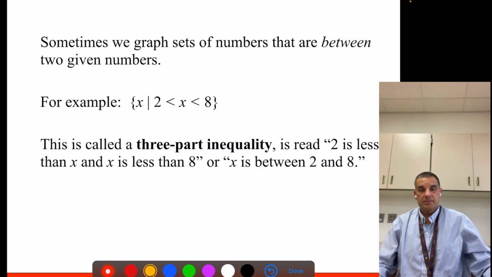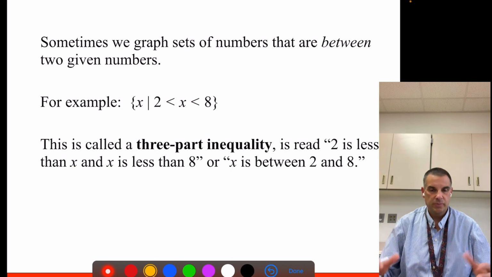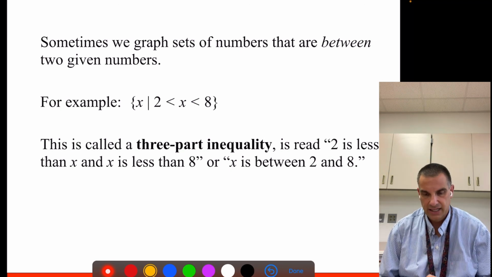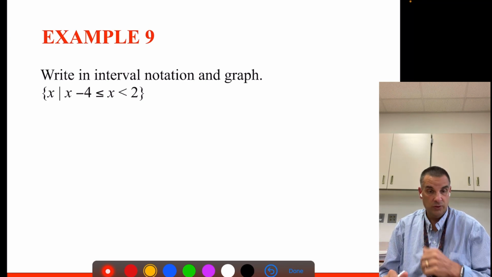All right, and sometimes the graph sets are between two given numbers. So x could be between 2 and 8. It's called a 3-part inequality. And it reads 2 is less than x and x is less than 8. So x is between 2 and 8. So we want to be able to take that and write that in interval notation.